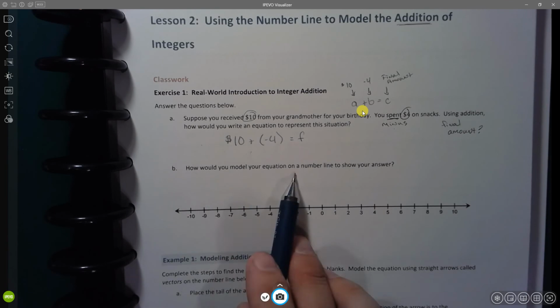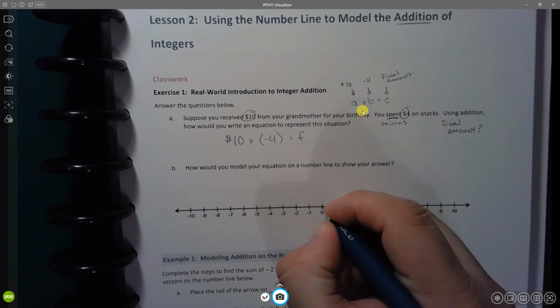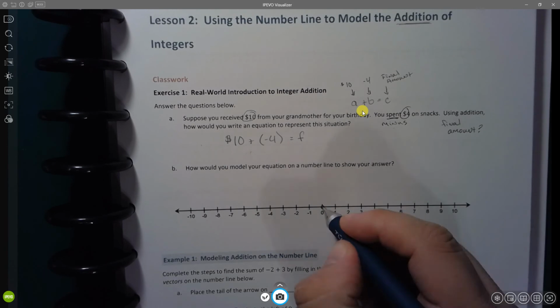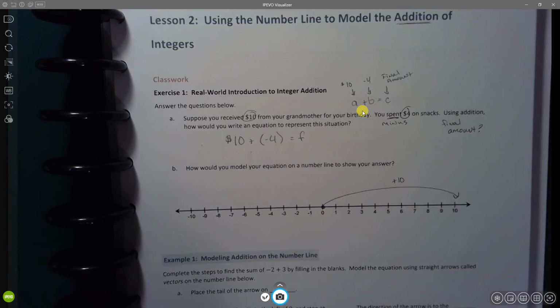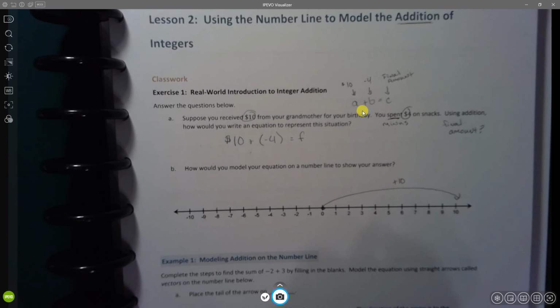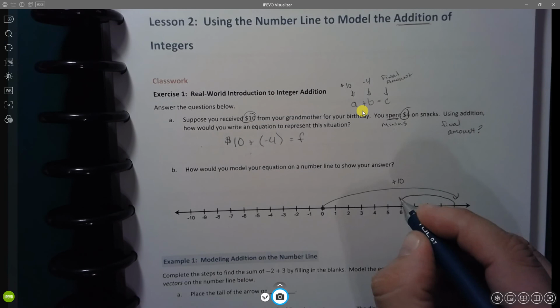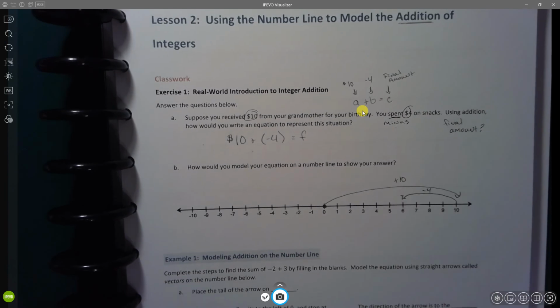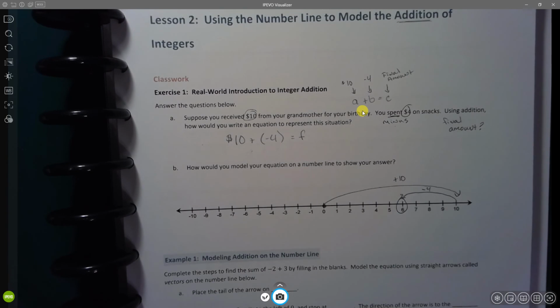How would you model your equation on a number line to show your answer? That's easy. I started off with no money. Grandma hooked me up with $10, so I've gained 10 bucks. Now I spent $4: 1, 2, 3, 4. So minus 4. How much money do I have left over? I got 6 bucks. That's all it is. It's not that hard. You can do this. I have faith in each and every single one of you that this is going to be easy to do.